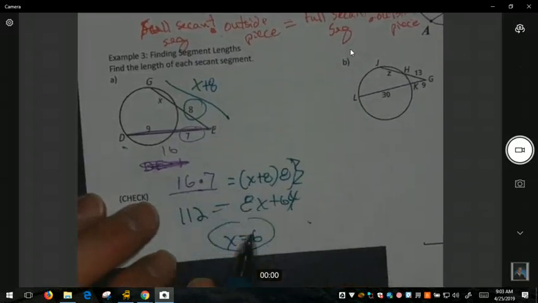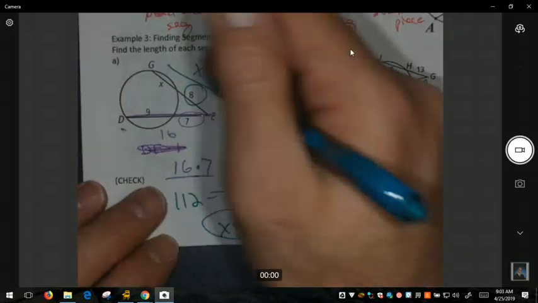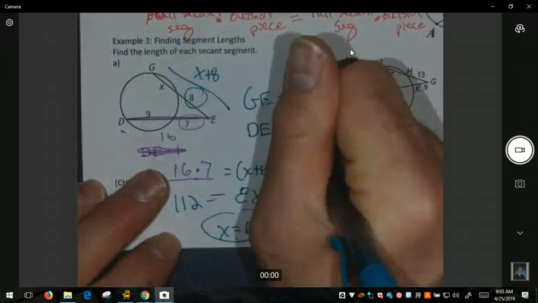X equals 6. They did not ask for x, they asked for the length of the full segment. So the full segment for this was 8 plus 6, which is 14 for GE. 9 plus 7, we already knew that DE was 16.